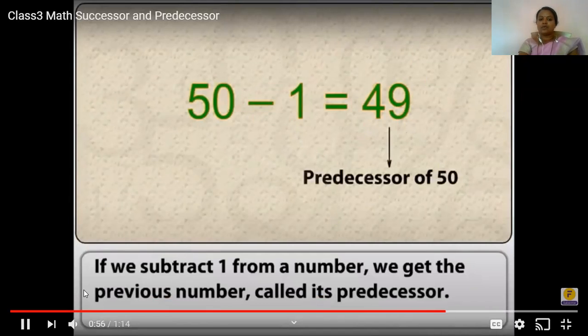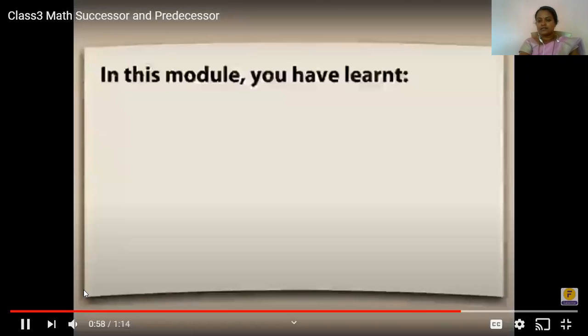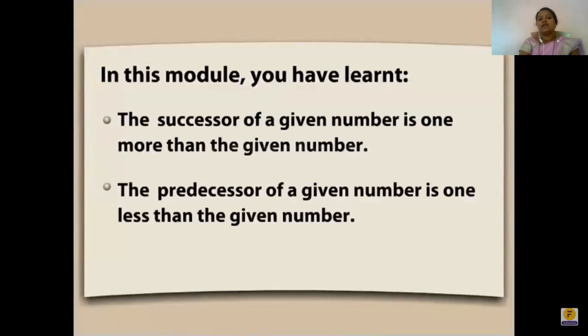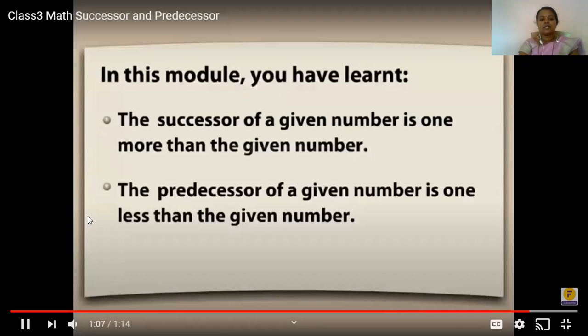So overall, when we say successor, we add 1. That is, the successor of a given number is 1 more than the given number. And the predecessor of a given number is 1 less than the given number.